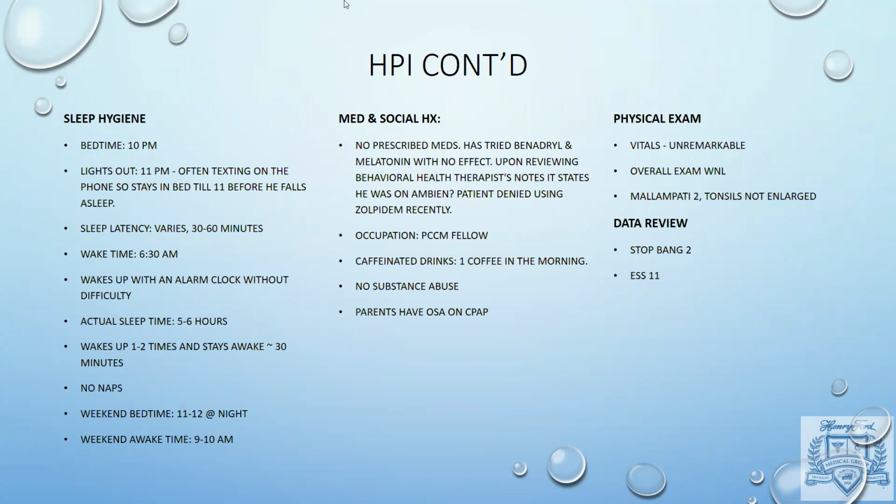More HPI, looking through his sleep hygiene: he goes to bed around 10 o'clock, sits with his phone, and then falls asleep after 11. So sleep latency varies anywhere from 30 minutes to 60 minutes. Wakes up at 6:30 in the morning with an alarm clock without difficulty. Total sleep time is about 5 to 6 hours, and he does not nap. His bedtime and his total sleep hours do increase on weekends when he is off.